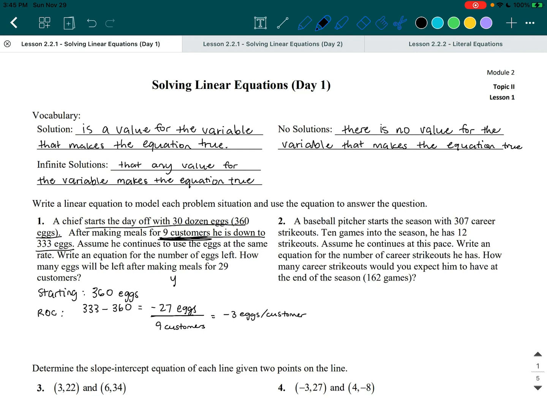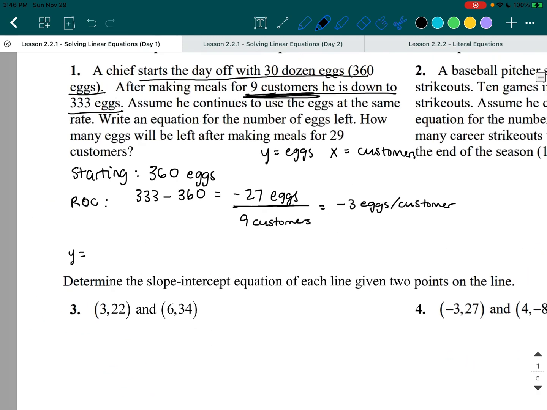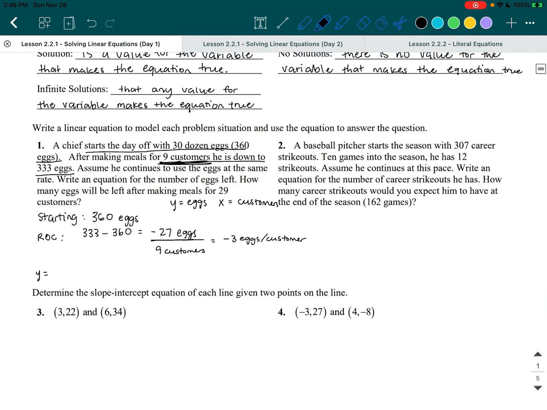Now, if we're going to use y for the number of eggs, and we're going to use x for the number of customers, then our equation can be y is equal to negative 3x plus 360. Now, where did I get the negative 3 from? That was our rate of change. That's our slope. A slope is a rate of change. And where did I get the 360 from? That is our starting number, the 360 eggs that we started off with. So we have our y equals mx plus b equation right there. So we've written a linear equation to model this problem situation.